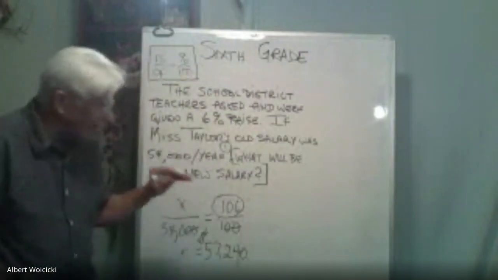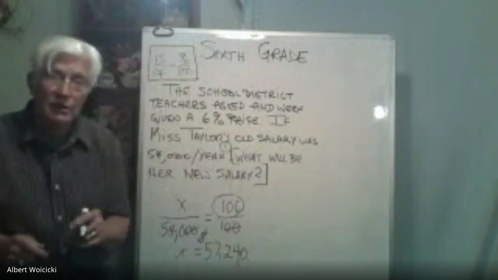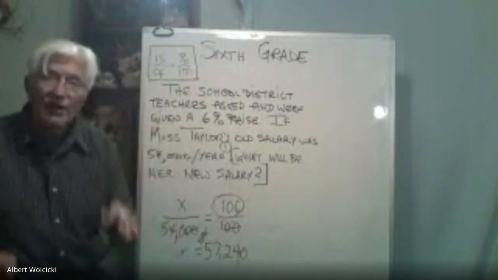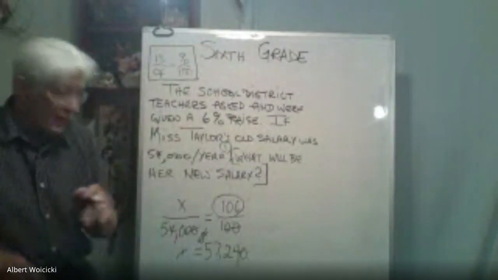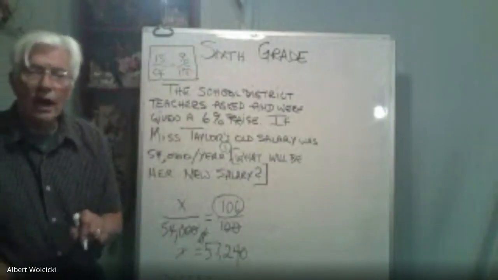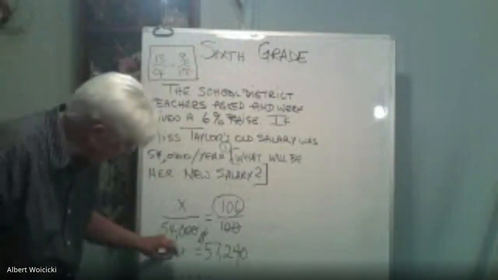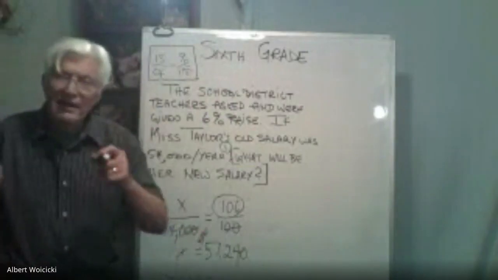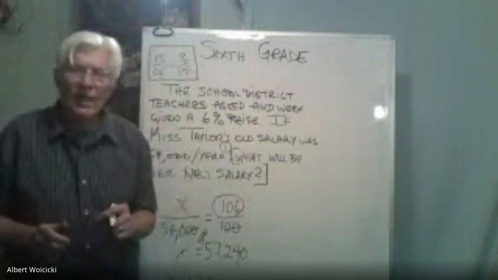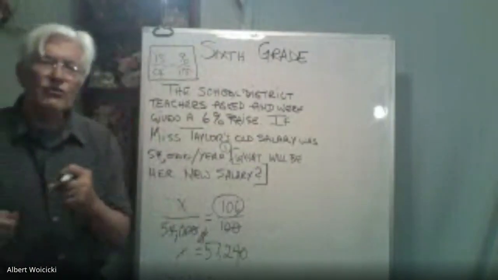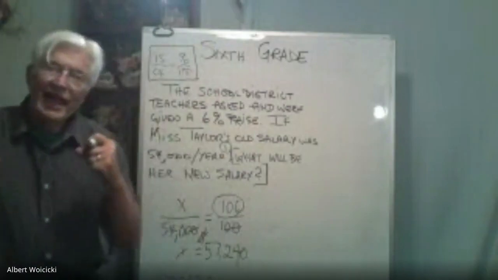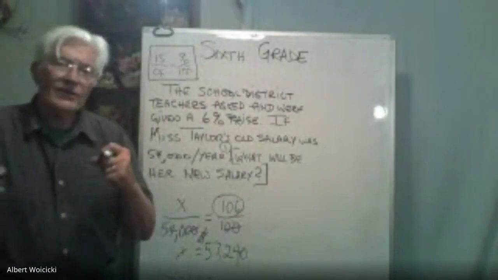And then we can answer the question. Miss Taylor's new salary is, we write it in a sentence down here. Underneath the answer, we don't just leave it here. We write down what that thing is because it's a word problem. We want to make sure our students are understanding that when we're solving a word problem, the answer is a sentence.